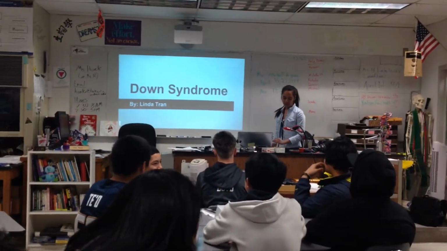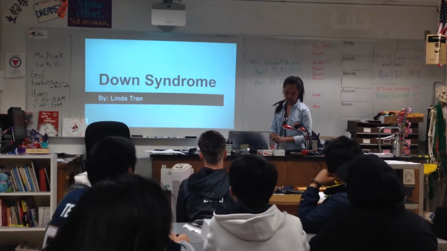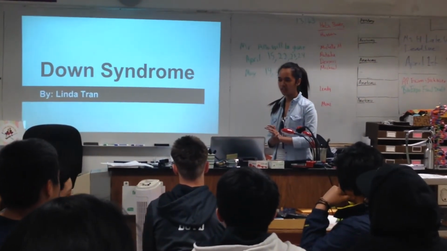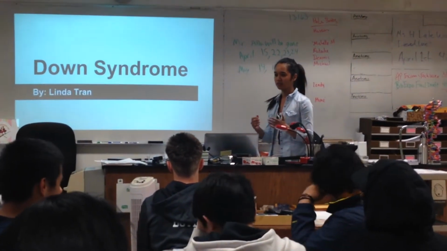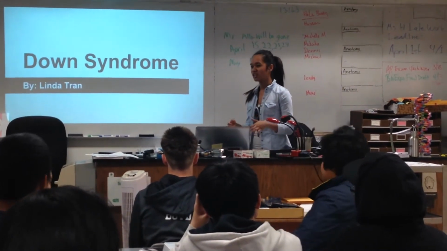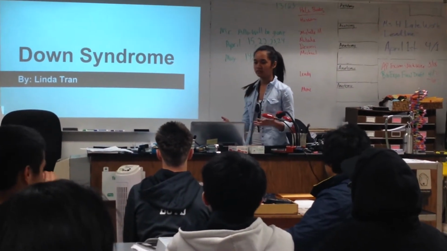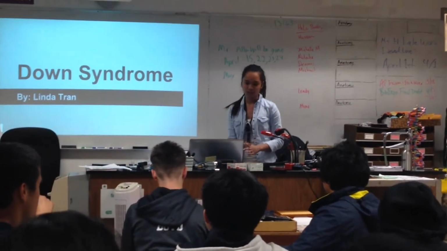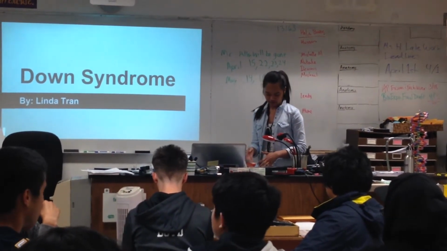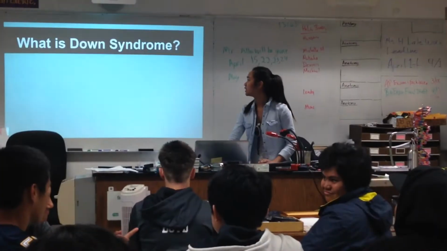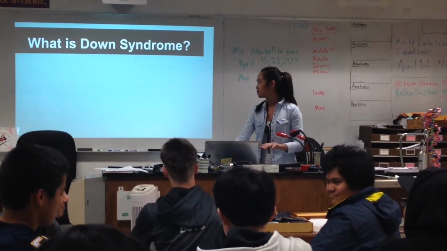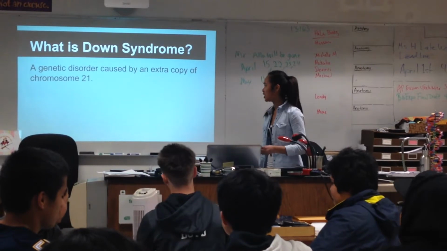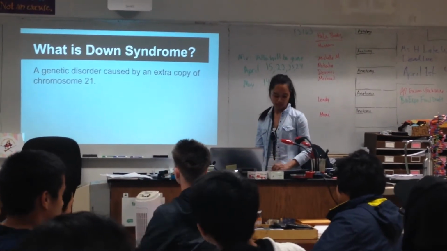Some common misconceptions of Down syndrome is severe mental retardation. They're not retarded. It's just that they develop slower than any normal kid. So their body function is very slow, and it grows very slowly. Like I said, Down syndrome is a genetic disorder caused by an extra copy of chromosome 21.